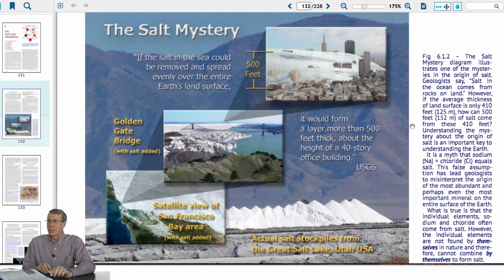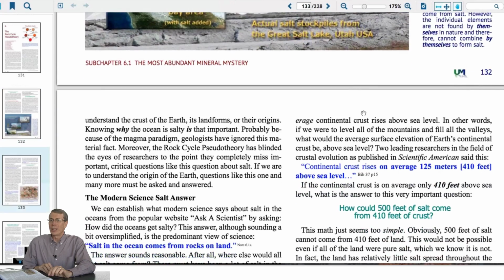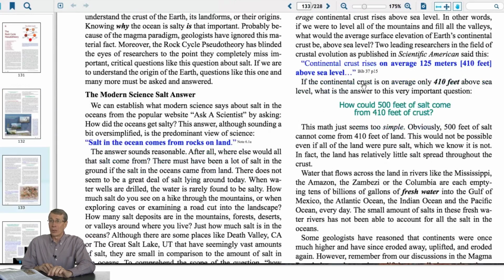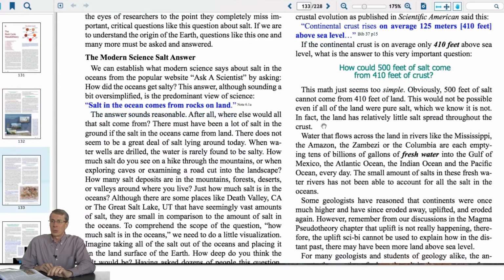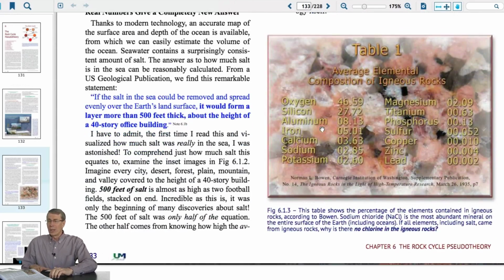Let's go first and take a cruise just down to the next page. This is page 133 of The Universal Model, the first volume, by the way. That's what we're looking at. And here we see table 1. Down here on the right-hand side, we see that these are the elemental composition of the igneous rocks. So everything that we have on the earth today is supposed to have come from the igneous rocks.